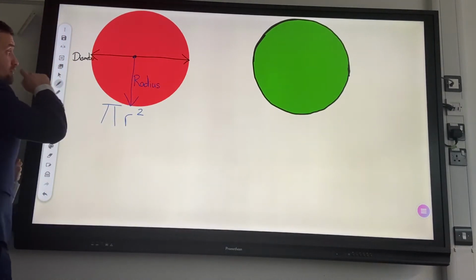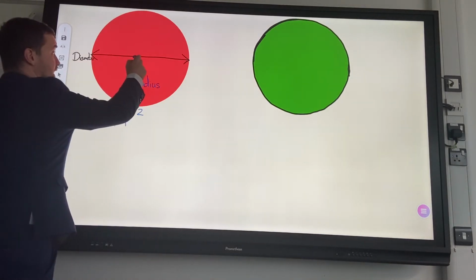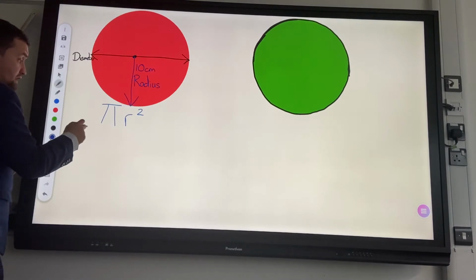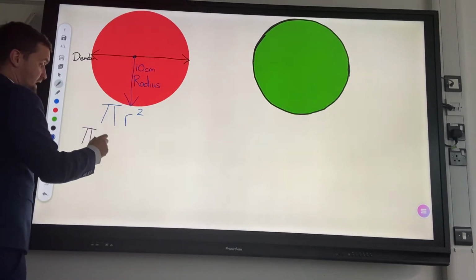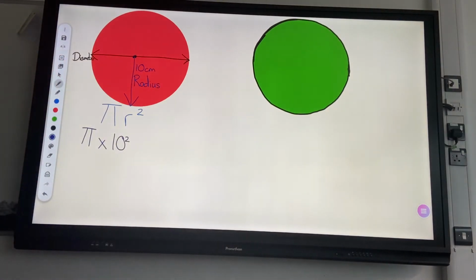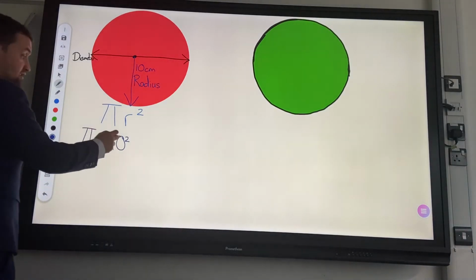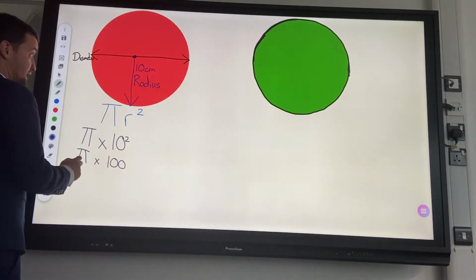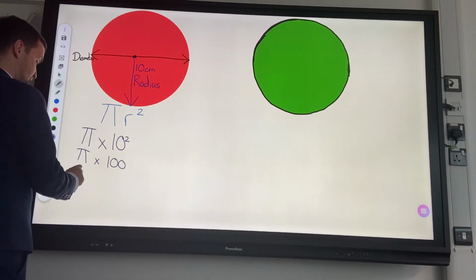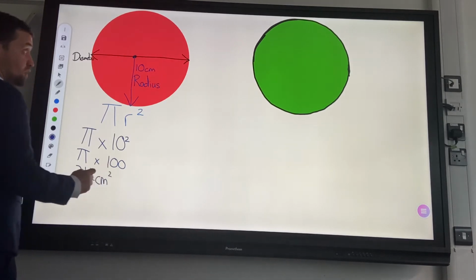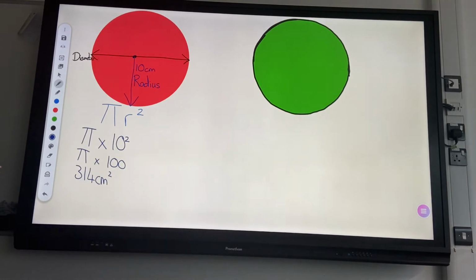If I told you that the radius of this was 10 centimeters, what you're going to do is pi times 10 squared, and you should have a calculator for this. If you don't, you have to work it out. Pi is 3.14, so 10 squared is 100, so you've got pi times 100, which is 314. Now don't forget your units on this, it's centimeters squared. You're working out the area of a circle.